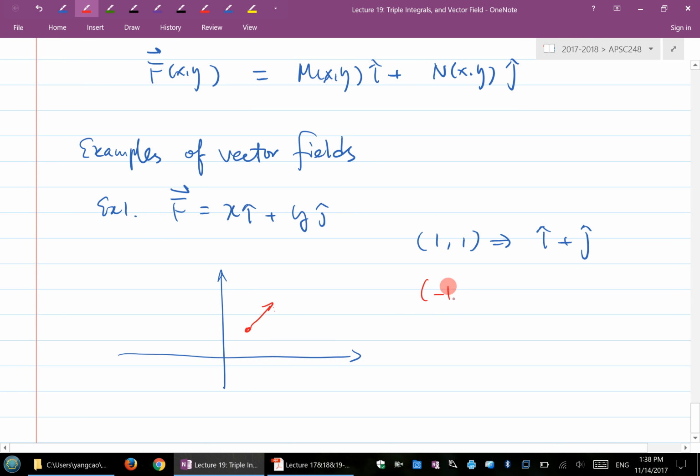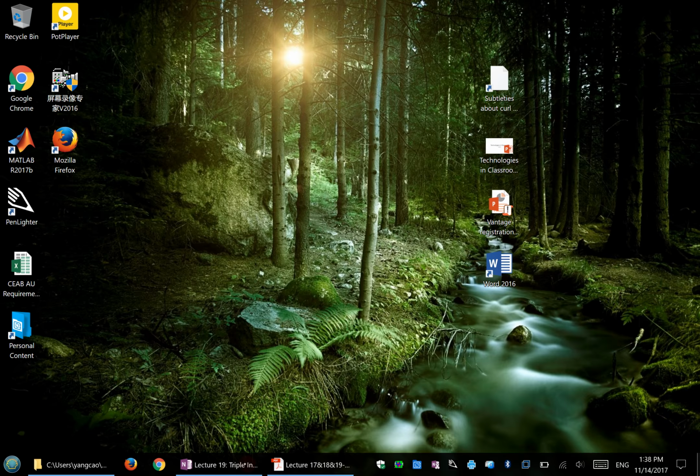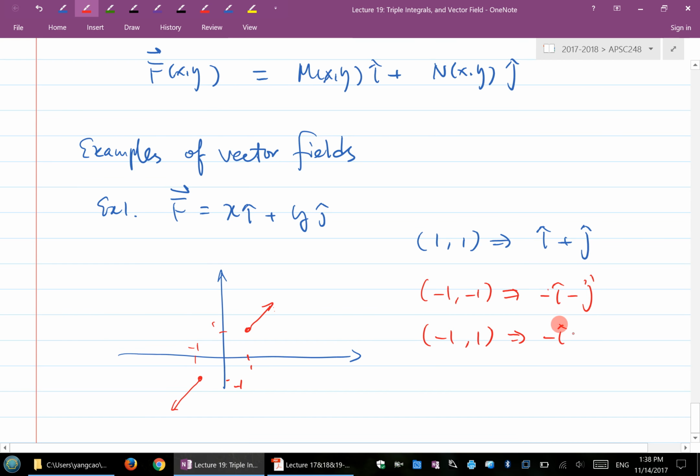Let's say if I have -1, -1, and we end up with negative i hat, negative j hat. So this is your -1 here, and you have a vector pointing this way, right? And if you have -1, 1, you end up with negative i hat plus j hat. So that should give you a vector this way, and similarly you have a vector this way. All the vectors you can extend back to the origin here. The size of the vector has to be the same as the size of the vector given here, right?